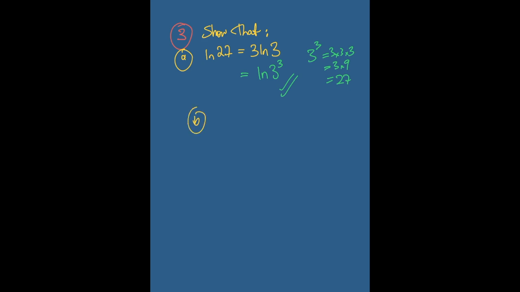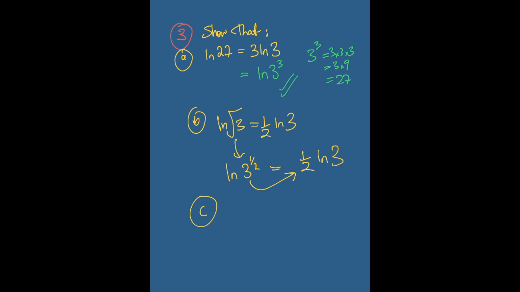Now, similarly with all the rest of this section. Show that the natural log of the square root of 3 is equal to half natural log of 3. Well, that's because this is the same as 3 to the half. And using your log laws, that's where you would put that. So all these are doing is asking you to use the log laws to show these two different ways of expressing the same thing.